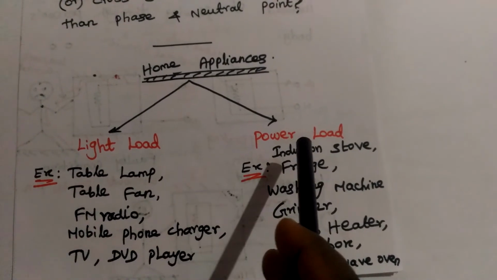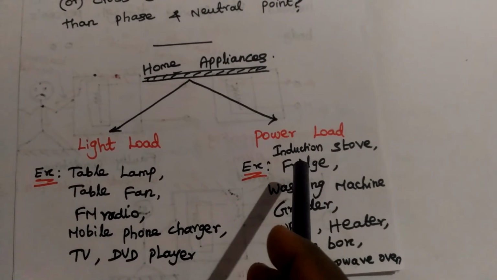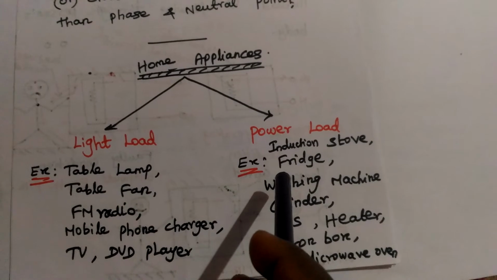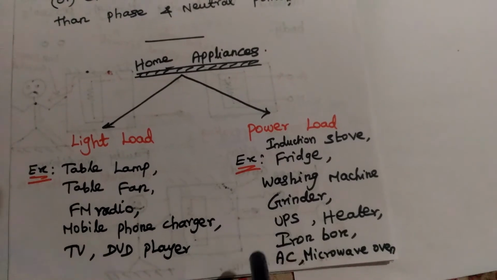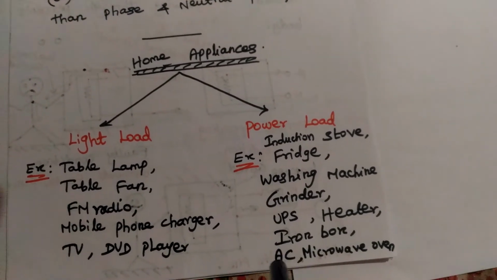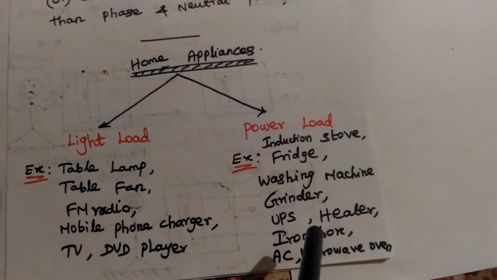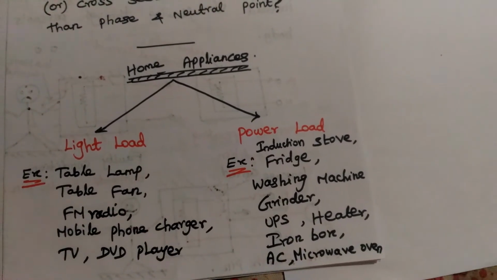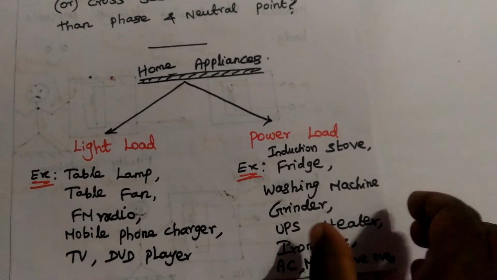And the power load means the loads that consume more current. For example, induction stove, fridge, washing machine, grinder, UPS, heater, iron box, AC and microwave oven. These are all carrying more current, and they are called the power load.